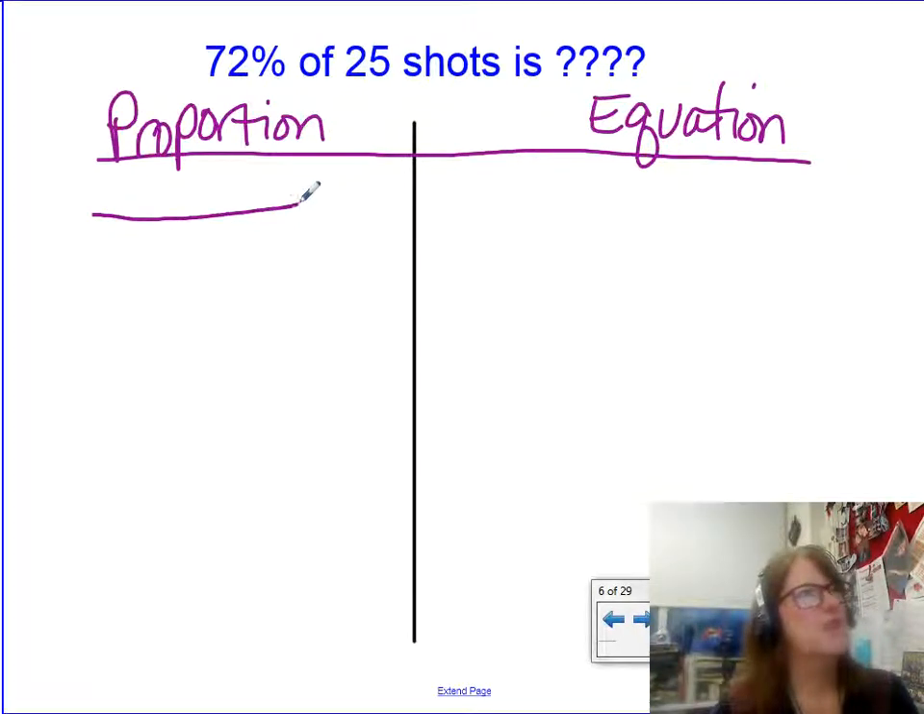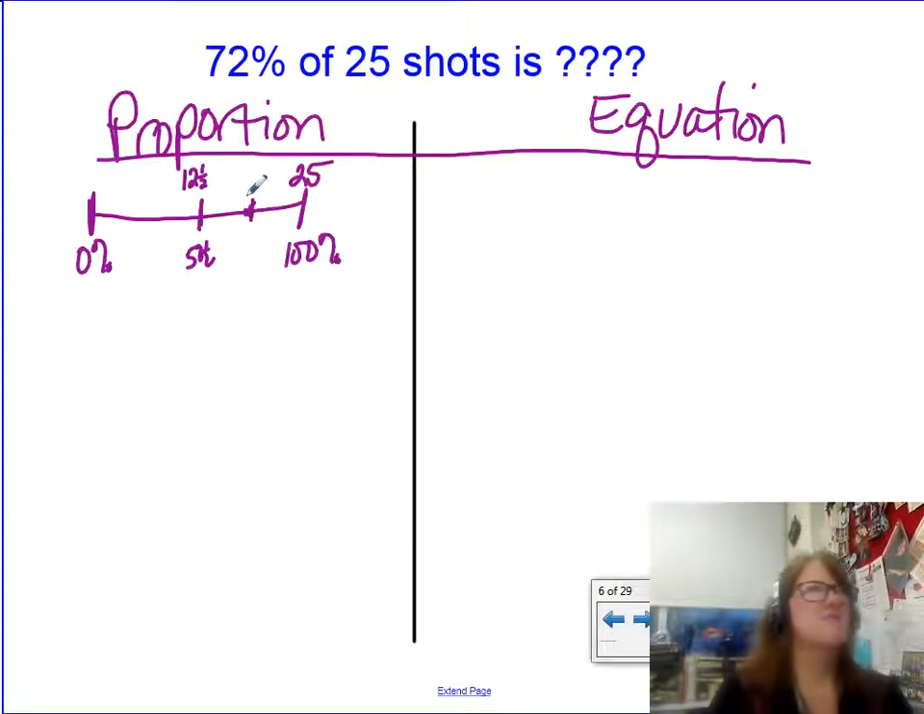Now, first of all, when I'm thinking of my bar or my number line, this is 0%, this is 100%. This was 25 shots, okay? Which means about 50% would be 12 and a half shots, which doesn't make sense. Can't take half a shot. And then 72% is going to be a little less than the 3/4 mark, so somewhere in here. So I know I'm probably around, I don't know, 15, 16, 17, 18, somewhere in that ballpark. But I don't know exactly.